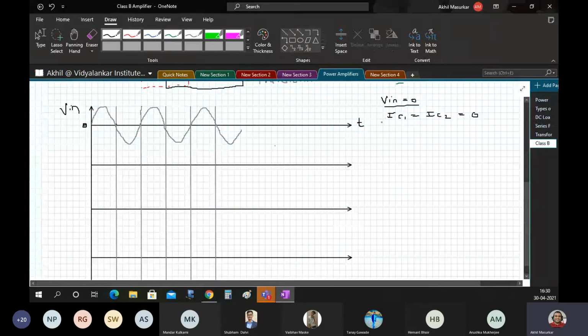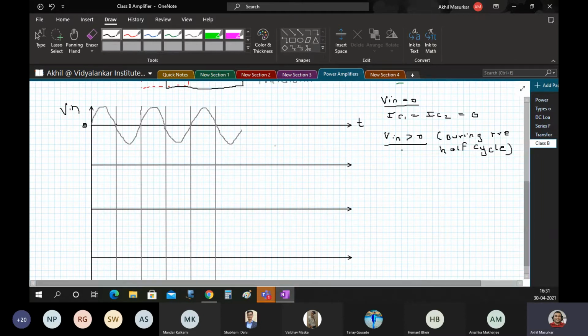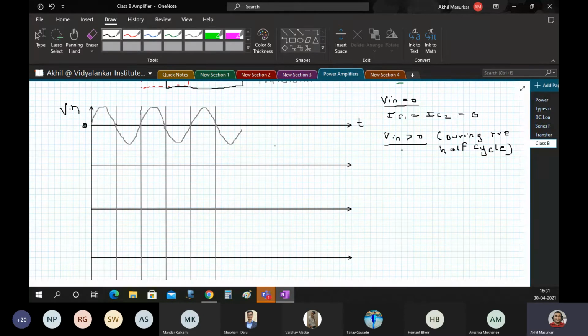Now, during positive half cycle, that means if V in greater than 0, I will write during positive half cycle. During positive half cycle of V in, base of Q1 is forward biased, whereas base of Q2 is reverse biased. Therefore, Q1 is on and Q2 is off.